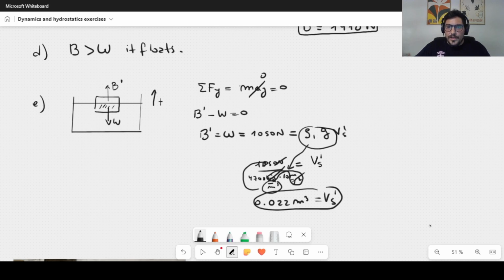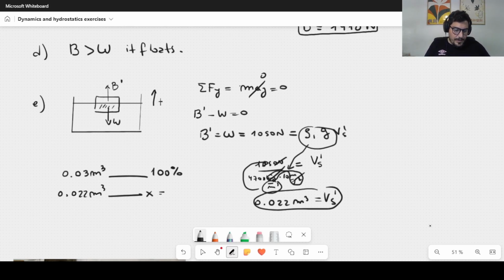Something else that we can calculate is the percentage of the volume submerged. If the total volume of the object is 0.03 cubic meters, that is the 100%. What is the percentage of the volume submerged? Well, 0.022 times 100 divided by 0.03, and the result is 74.46, or 74.5. So 74.5 percent of the object is submerged.